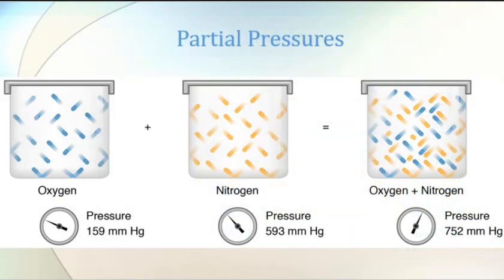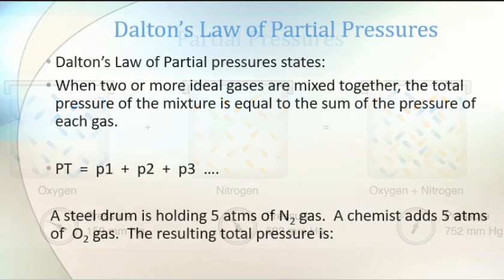All right, so we can see right here I have oxygen at 159 millimeters of mercury. That's the pressure unit being used here. Then I have my nitrogen with 593 millimeters of mercury. I mix them together, and my pressure is 752 millimeters of mercury. And 159 plus 593 equals 752. That's all that's saying right there.